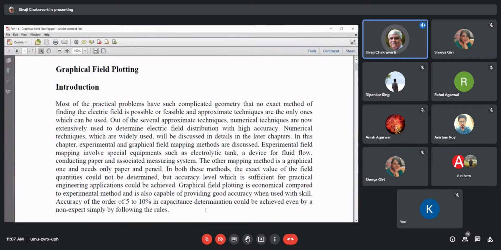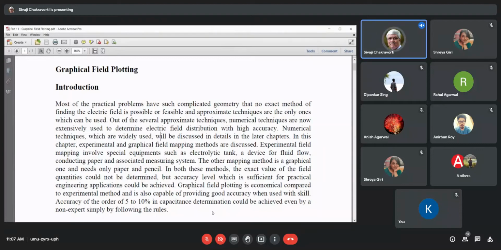Now, in these two methods, you cannot get the value of the electric field with very high accuracy. But what you can get is a very clear idea about the distribution of the field, where the field intensity will be high, and if you want the capacitance of the system, you can get an estimate with about 5 to 10% accuracy. So at some point of time, not now, earlier, these methods were quite useful.